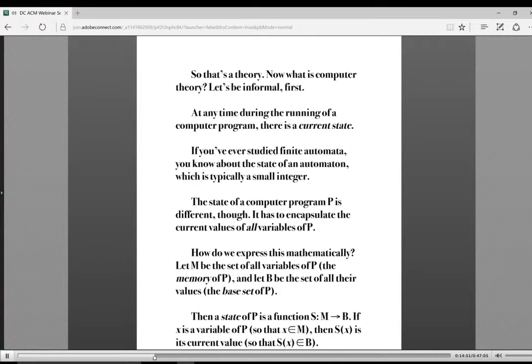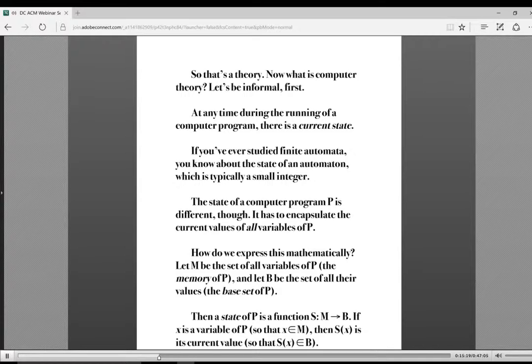Now, what is computer theory? Let's be informal first. At any time during the running of a computer program, there is a current state. If you've ever studied finite automata, you know about the state of an automaton, which is typically a small integer. The state of a computer program, P, is different, though. It has to encapsulate the current values of all variables of P.